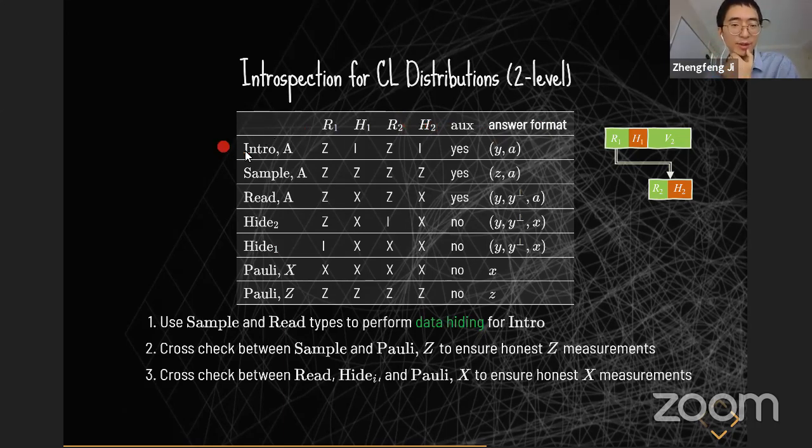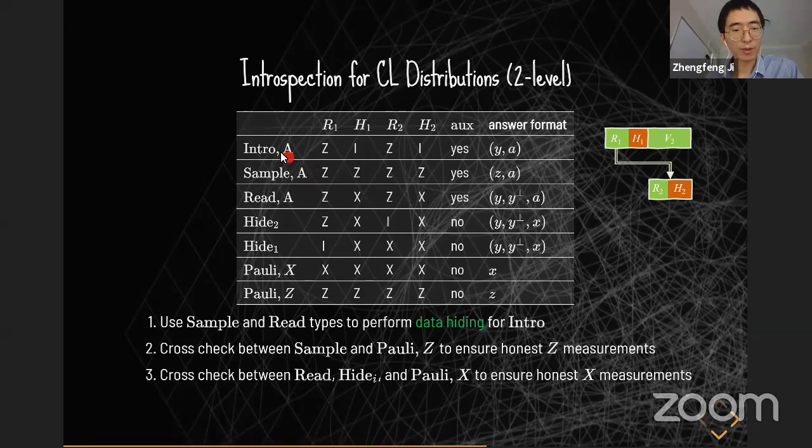What we want is then the primitive of introspection for Alice, for example, and we want the player to behave in a way where they will only measure these R registers where we want to reveal information, but measure nothing, which is identity, on these hiding registers. And also, once we have these R1 and R2 Z measurements, you get the information Y, which is the question, and then you should also be able to measure the answer of the input game, the game that uses this CL distribution as questions.